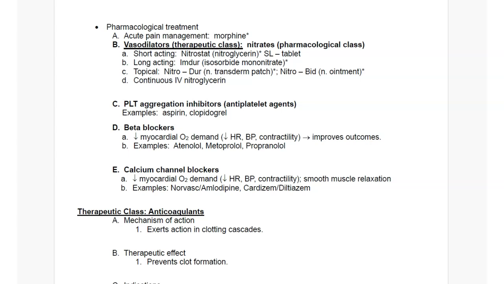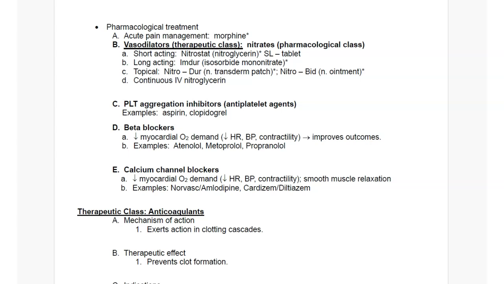Now, we also give platelet aggregation inhibitors or antiplatelet agents. Examples of this are your aspirin and clopidogrel. Now, beta blockers are also given for these patients because beta blockers, as we learned previously, decrease the myocardial oxygen demand, decrease the heart rate, blood pressure, and contractility, therefore improving the patient outcomes. Examples of this include atenolol, your -lols, right, metoprolol, and propranolol.